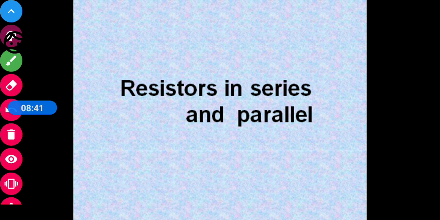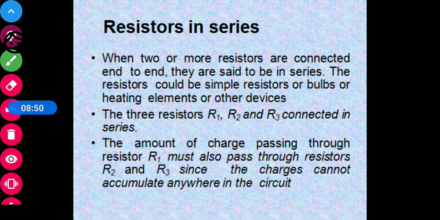Now let us discuss the next and the last topic, resistors in series and parallel. This is the last topic of this lecture. Now resistance in series. Series means when two or more resistors are connected end to end, they are said to be in series. The resistors could be simple resistors or bulbs or heating elements or other devices. So let us consider that three resistors R1, R2, R3 are connected in series.